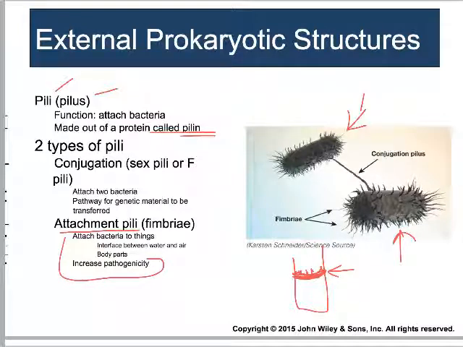Okay, now another type of pili is called a conjugation pilus. Sometimes it's called a sex pilus or F pilus. What they do is form a bridge or an attachment between two organisms. Then maybe a plasmid can be transferred from one organism to another. So it's bacteria sex. That's as good as we get.